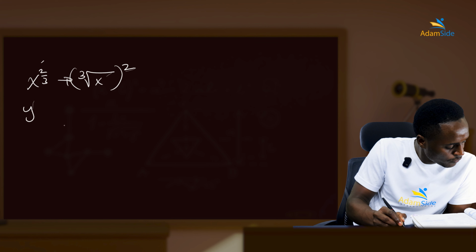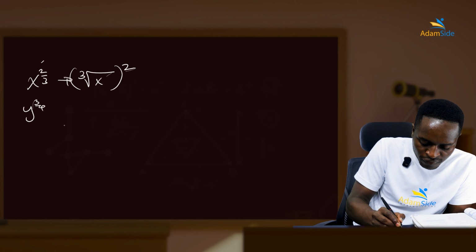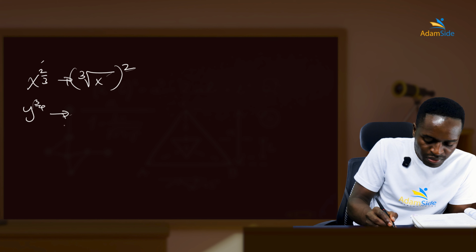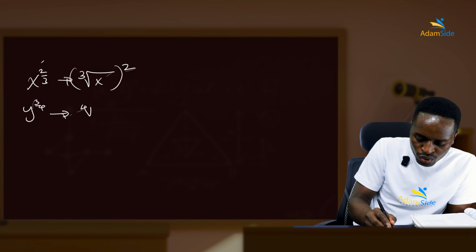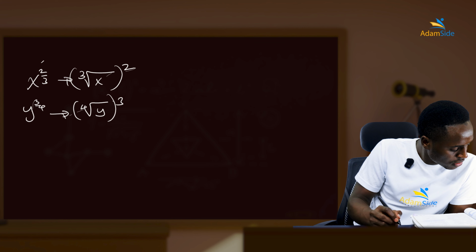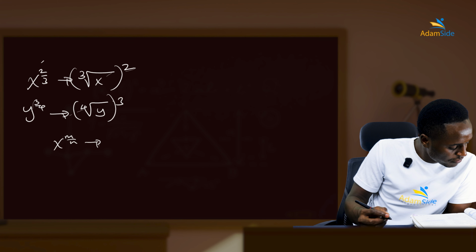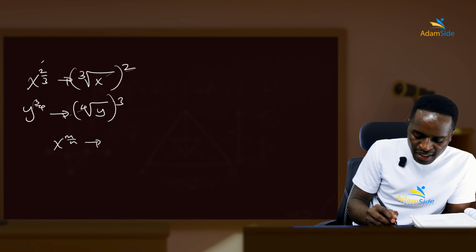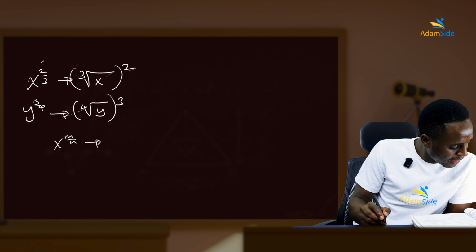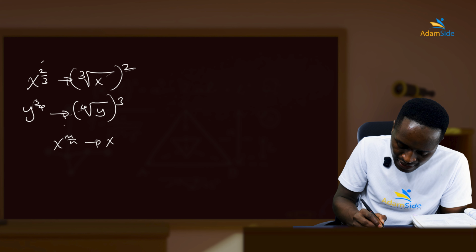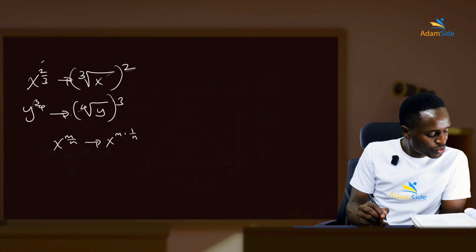Let's say you have y power 3/4. This can be written as the 4th root of y, then everything cubed. In general terms, x power m/n is the same as x power m times 1/n. So that's what you should understand.